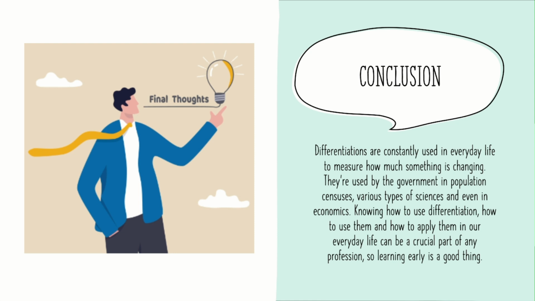Conclusion. Differentiation is constantly used in everyday life to measure how much something is changing. It is used by the government in population census, various types of sciences, and even in economics. Knowing how to use differentiation and how to apply it in our everyday life can be a crucial part of any profession. So, learning early is a good thing.